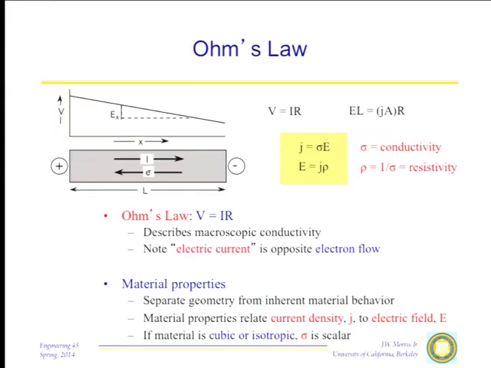The current density is equal to the conductivity times the electric field. Or flipping it around, directly corresponding to Ohm's law, the electric field is the current density multiplied by the resistivity rho. Either the conductivity sigma or its reciprocal, the resistivity rho. These are material properties. And this is the form of Ohm's law that pertains to materials.